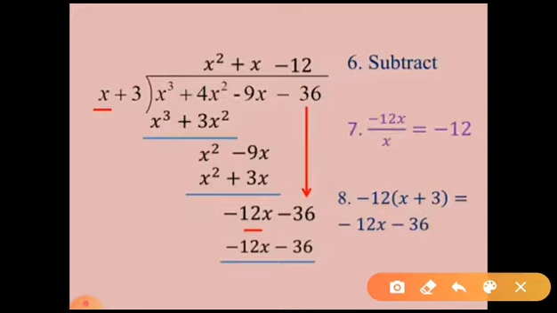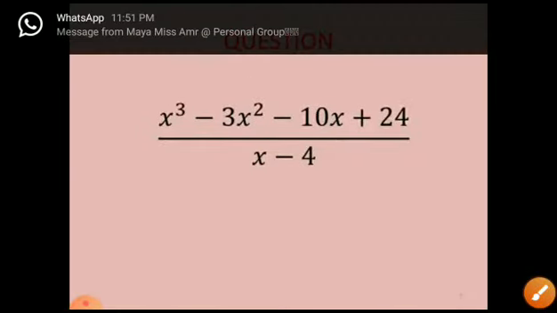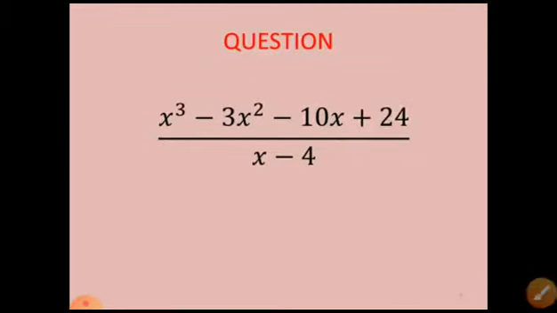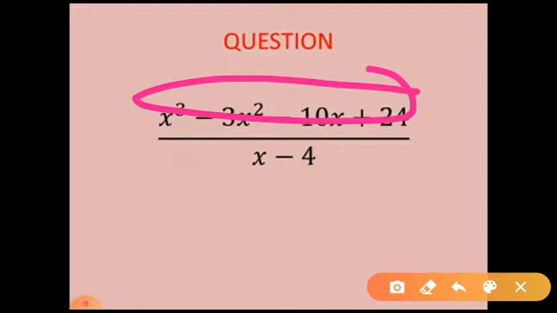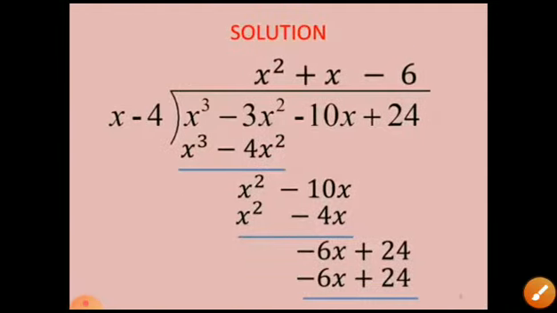Now the next question I'll not be showing step by step. I'll be just explaining all at once. Okay? Because 2 to 3 questions we have explained step by step. So hope that steps are understood. So the next question is x cube minus 3x square minus 10x plus 24 divided by x minus 4. Okay? So I have to divide this given polynomial by x minus 4.